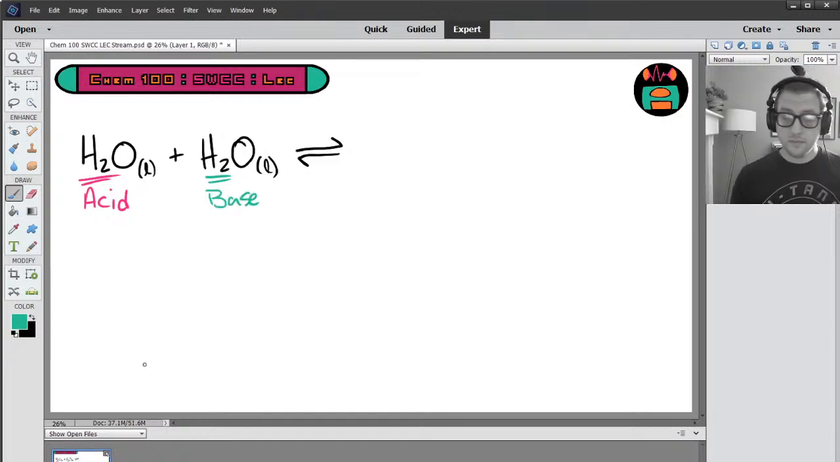Now, let's start with this base, this water molecule, which is going to function as our base in this reaction. A base, you'll recall, is a proton acceptor, which means that it is going to accept H+. So H2O, after it accepts a proton, H+, is going to turn into H3O+. All right?